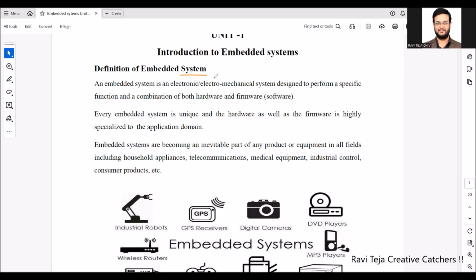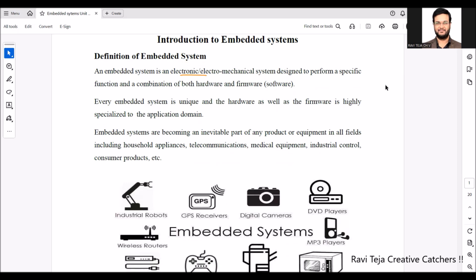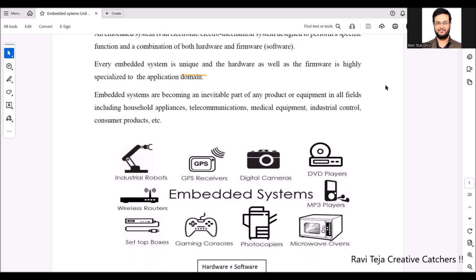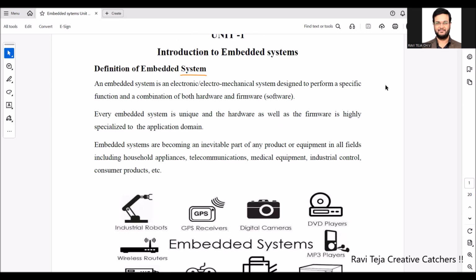If you see a few examples: industrial robots, GPS receivers, digital cameras, DVD players, MP3 players, ovens, Xerox or photocopy machines, gaming consoles, set-top boxes, wireless routers, and remote controls. Many things can be considered embedded systems. An embedded system is very unique and specialized to its application domain. It is fixed to a particular specialization or application.